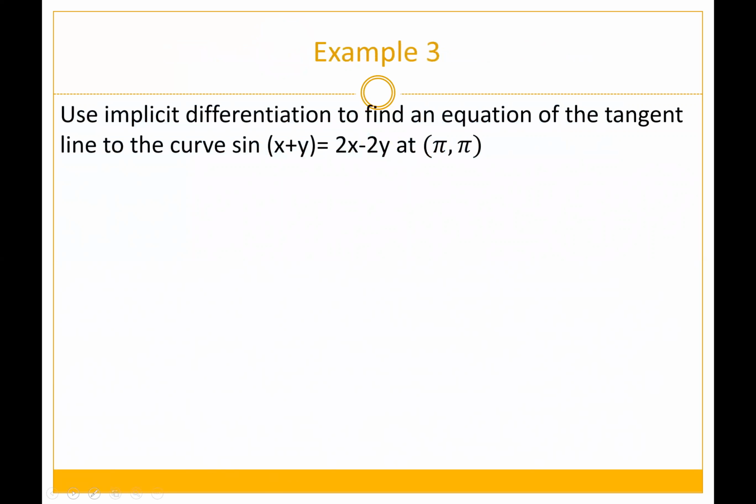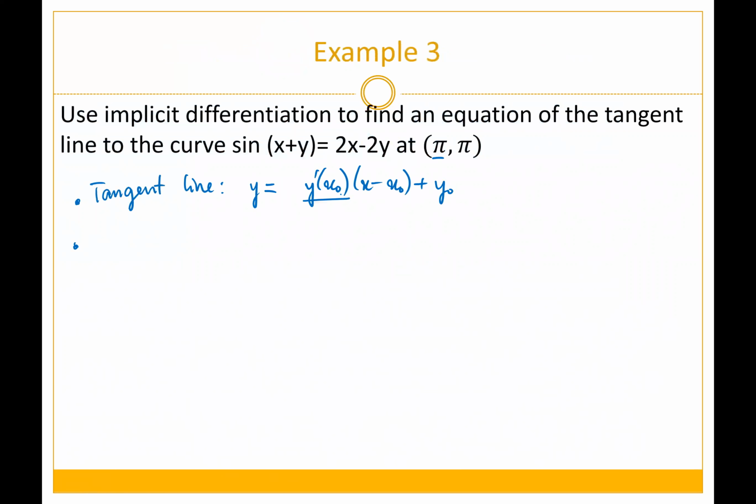Now we have example 3. Let's try to apply what we just reviewed. Use implicit differentiation to find the equation of a tangent line to this curve. Again, as I told you last week, I will always ask you what the general function of a tangent line is. A tangent line is going to have y equal y prime at x0, which is given as pi, times x minus x0, plus y0. x0 and y0 are the coordinates, which are pi and pi here as given.